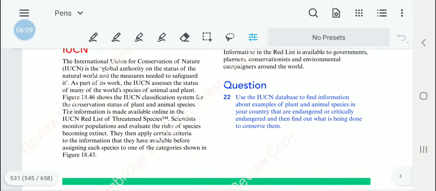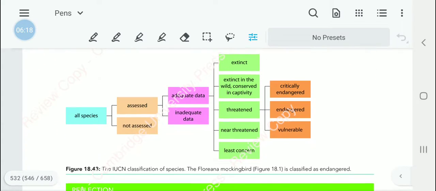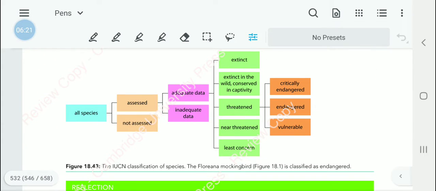These lists are available to governments, planners, conservationists and environmental campaigns around the world, and they are able to campaign for the things that need to be done to take these animals out of the risk category. The classification of species in the IUCN methodology is given here. You start with all species, then they are assessed or not assessed. Not assessed means we don't have any details. Assessed has two categories: adequate data and inadequate data. For inadequate data, we have to do more research on them.